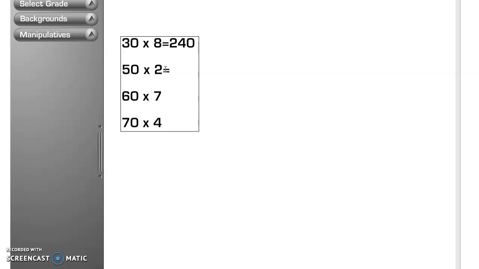Our next example is 50 times 2. So again, you'll divide by place value and do 5 times 2 equaling 10, and then add that 0 back to equal 100. On your Post-it, what I want you to do is write down 60 times 7 and 70 times 4, and I would like you to solve and turn in at the end of this lesson.